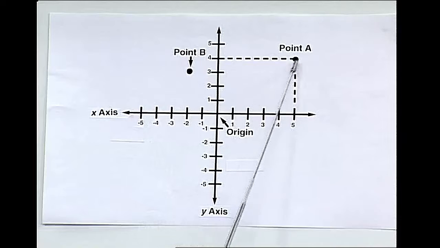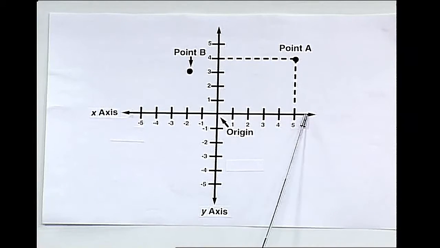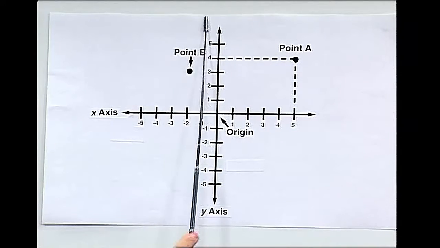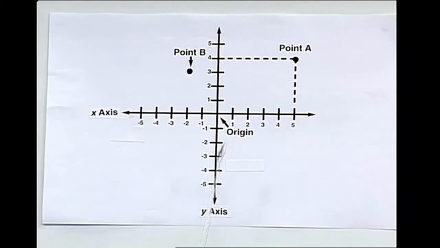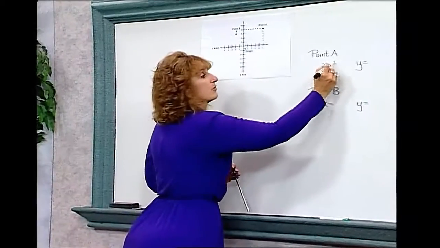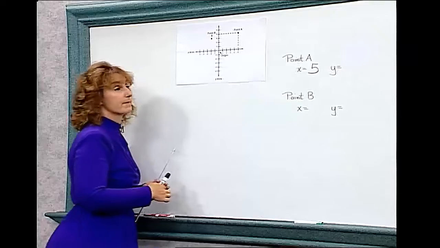If we have to read a point on this system, we need to find the x-coordinate first and then the y-coordinate second. So let's look at point A here and find how far over from the origin we have gone. We have gone 1, 2, 3, 4, 5 spaces over, and this is shown here. We've gone 5 spaces over. So for point A, our x-coordinate is 5.